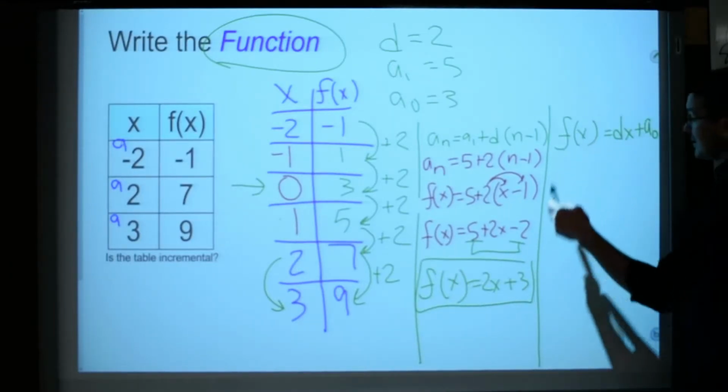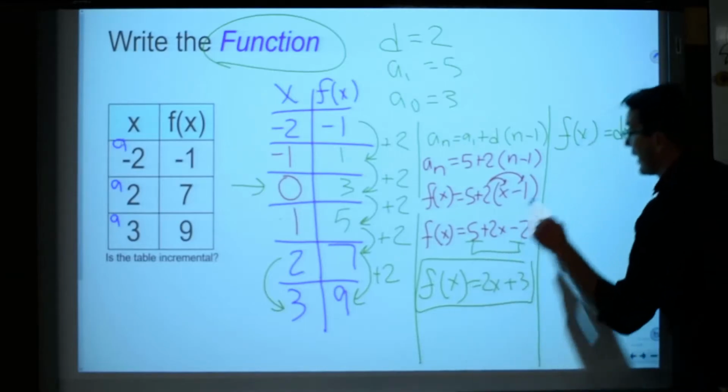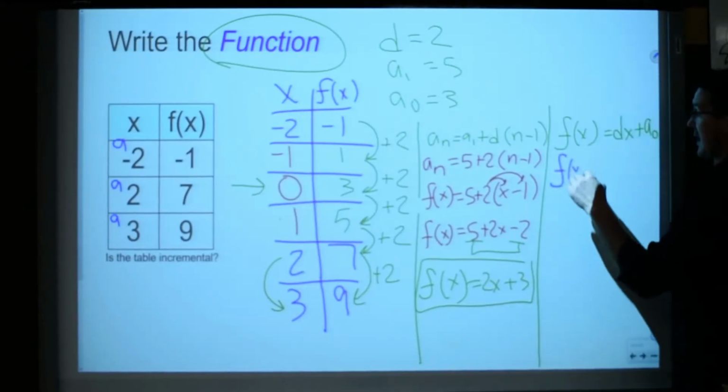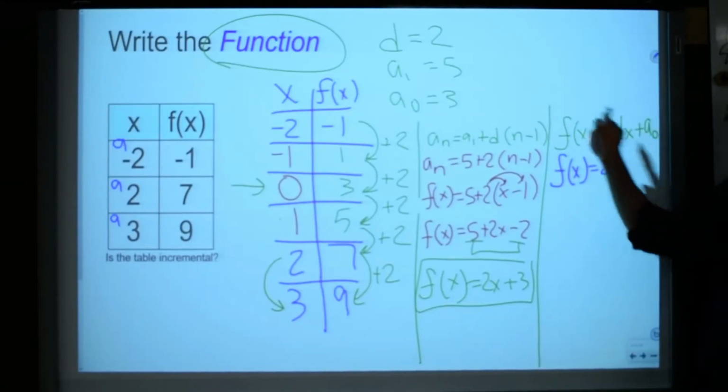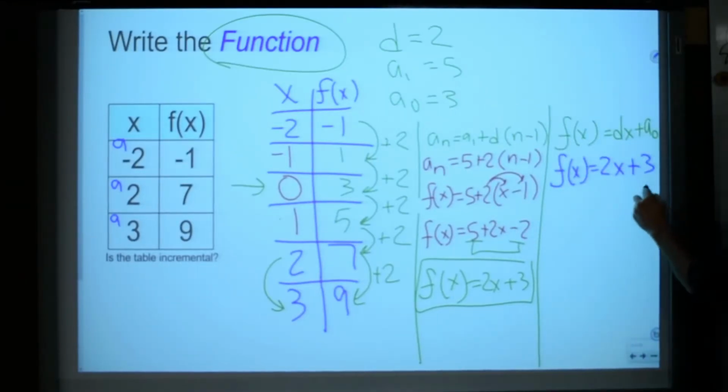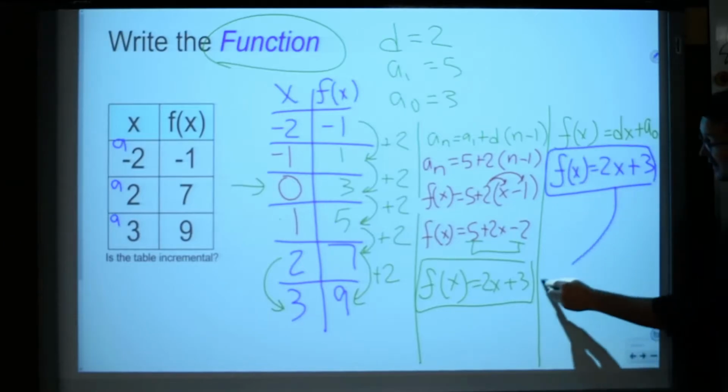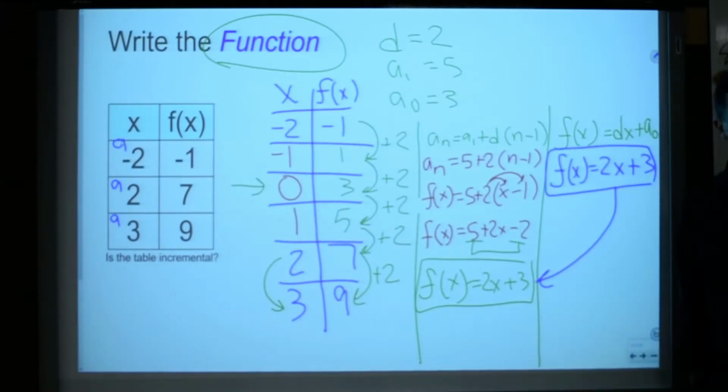If I just could remember this though, all I'd have to do is say, okay, f of x, I know I need the common difference. The common difference was 2x, and my 0 term is 3. And that was just to fill in the blank, and that is a ton less work than that. So my recommendation is to go that route.